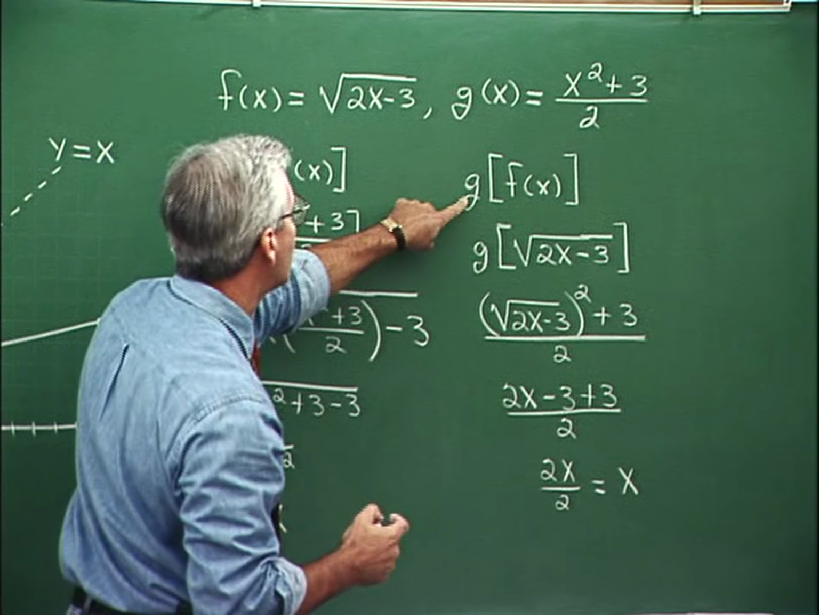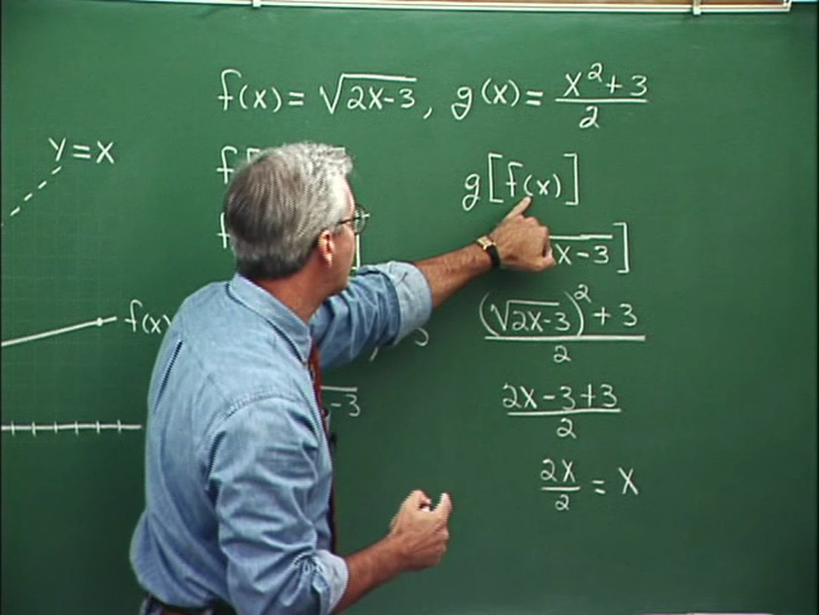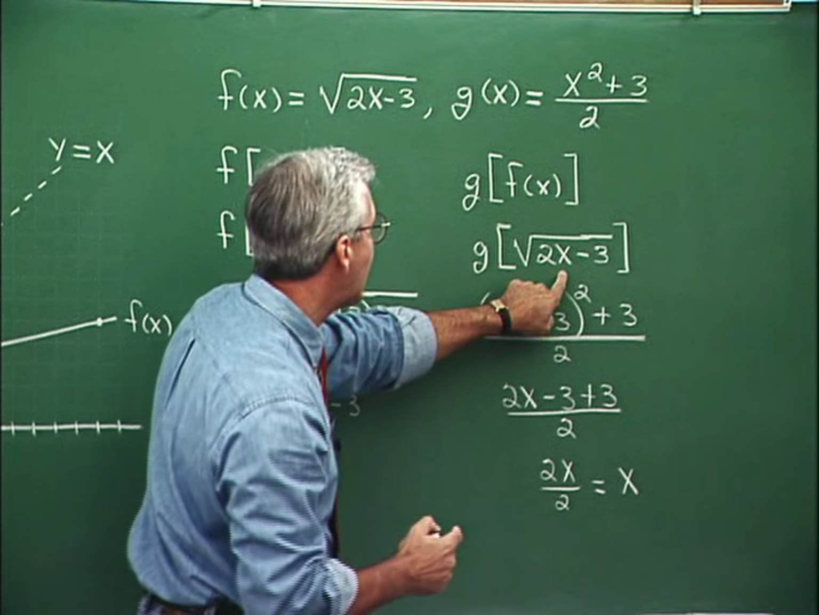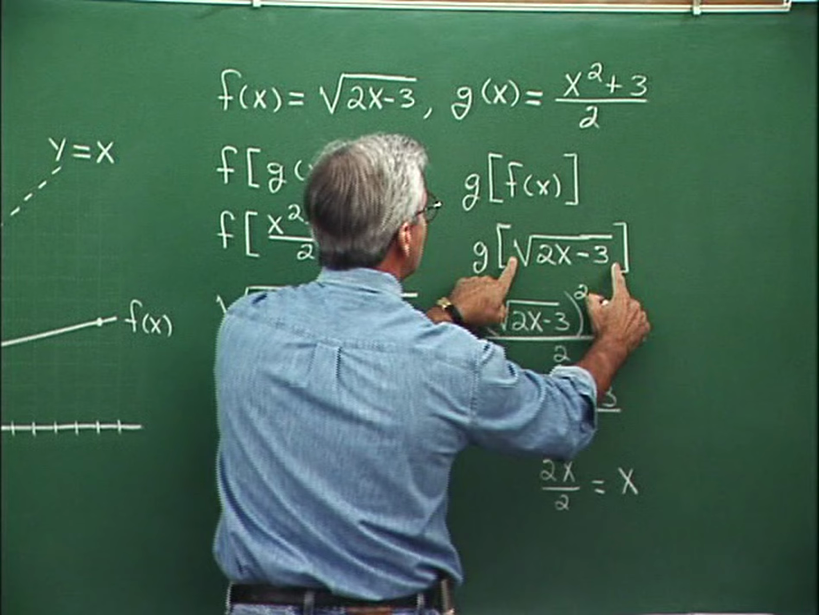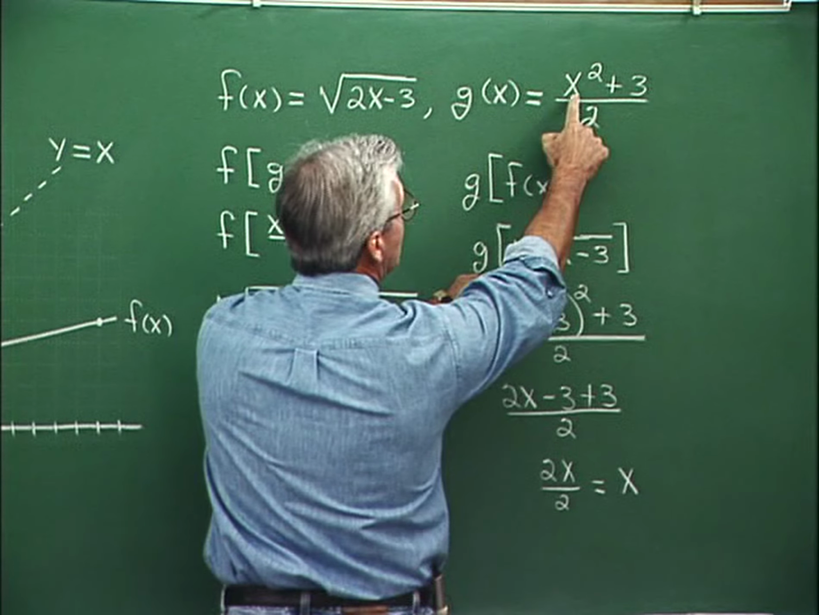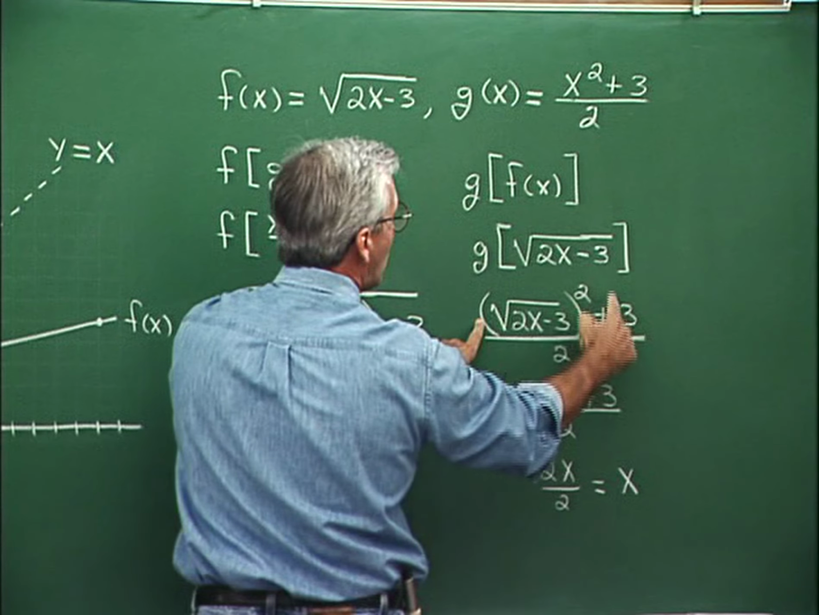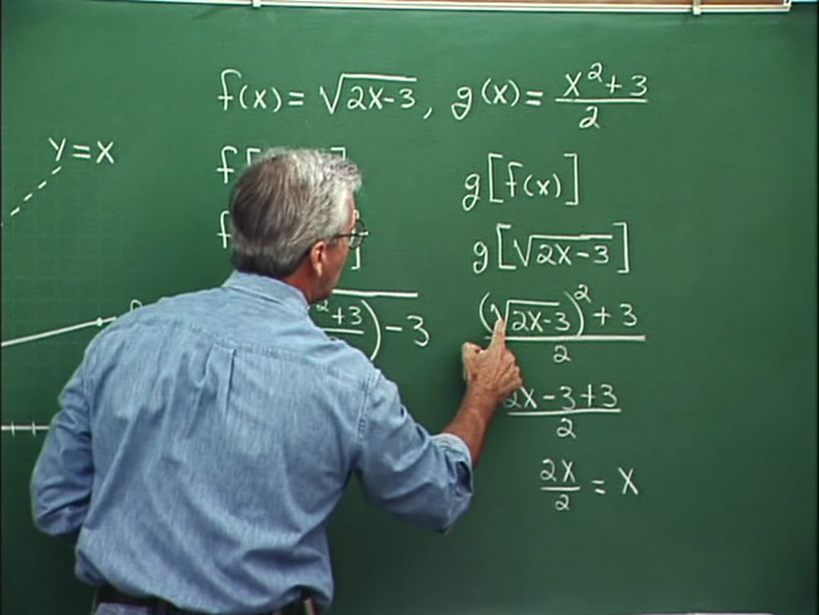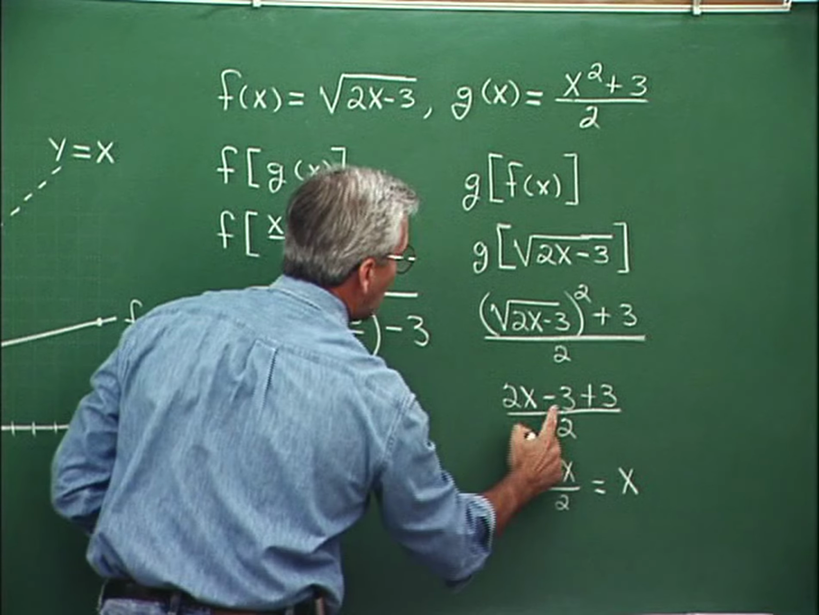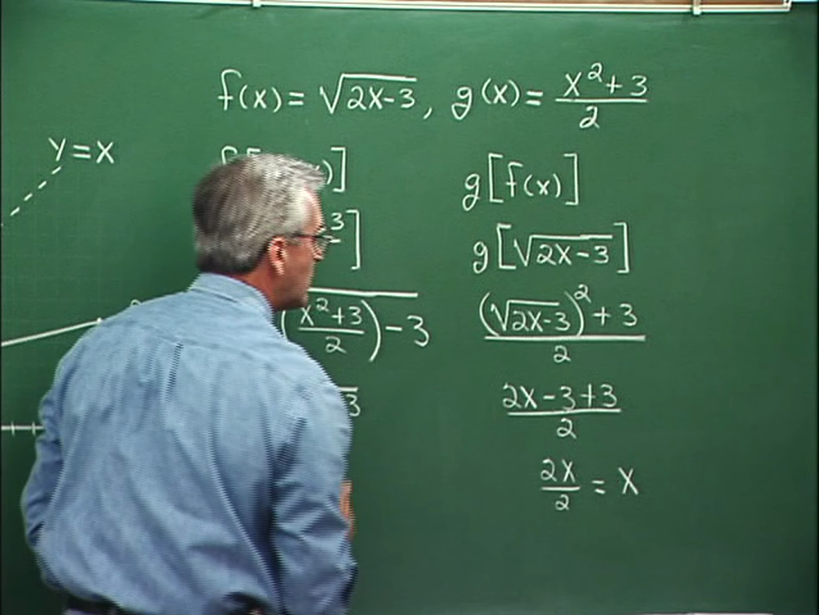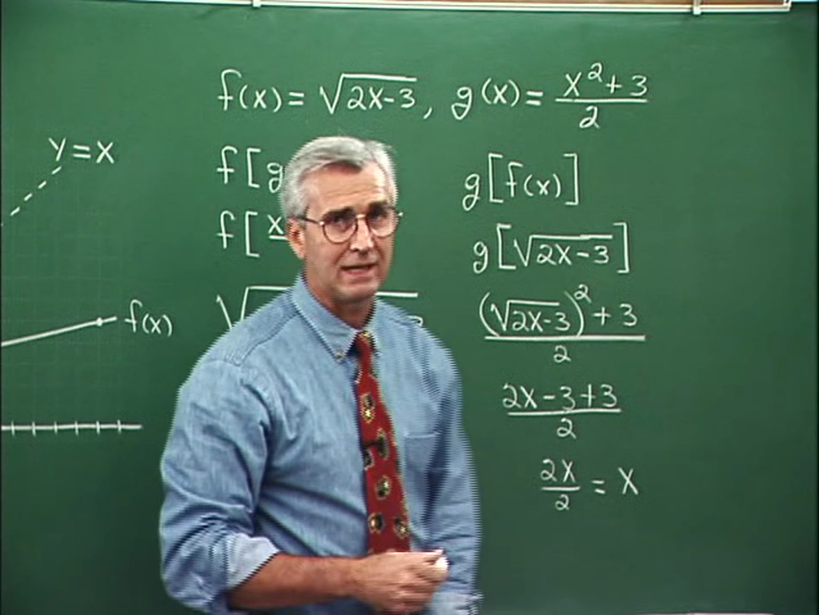And for the other composition, g of f of x is the square root idea. So the g of that square root business means to put that square root business in this position. So we have square root of business squared plus 3 over 2. Squaring the square root, that goes out. The 3's go out. The 2's cancel. How nice. We get x as expected.